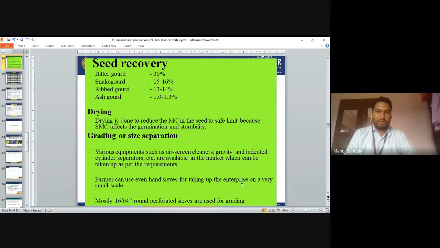This means from 1 kg, how much seed we will get. From 100 kg, we will get 30 kg of seeds like this, and 15 to 16 kg in snake gourd out of 100 kg.